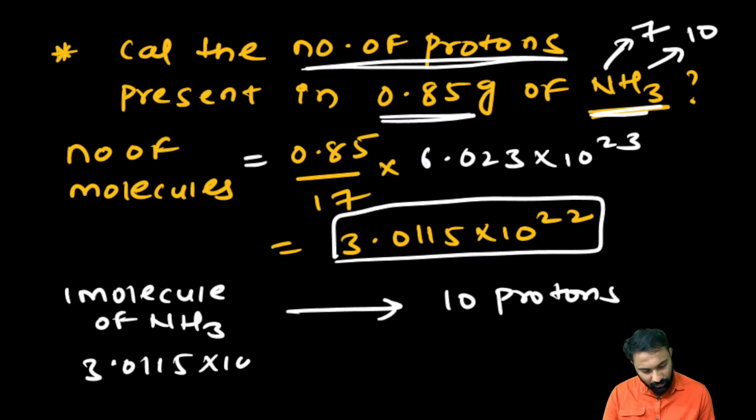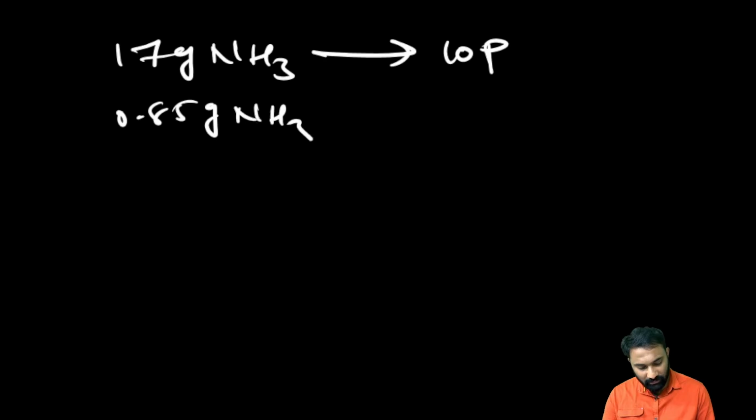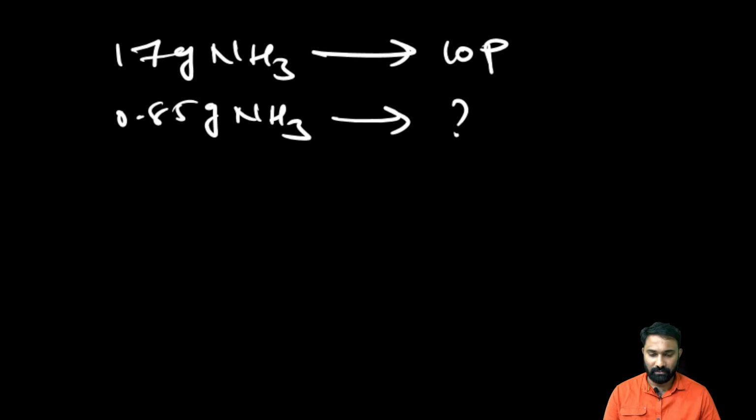Then 3.115 into 10 to the power 22 will contain how much? Now in that direct way also we can do. 17 gram of NH3 contains 10 protons. Then 0.85 gram of NH3 contains how much? Cross multiply if you do, you will get the answer. 0.5 protons you will get.